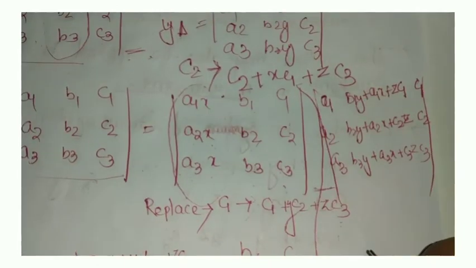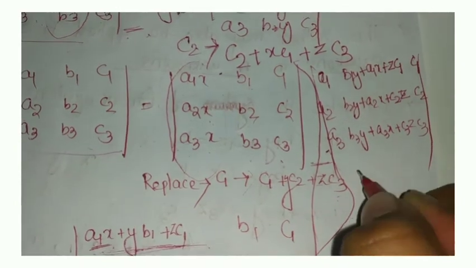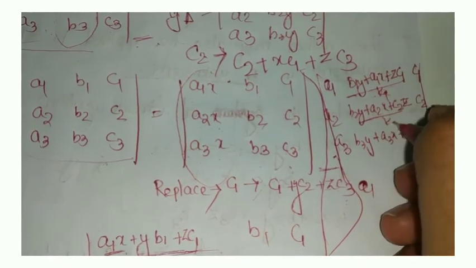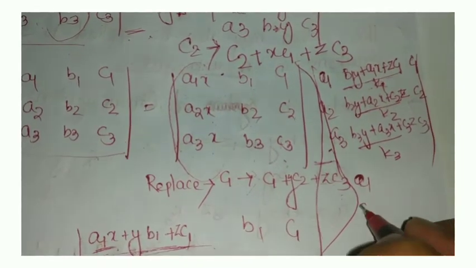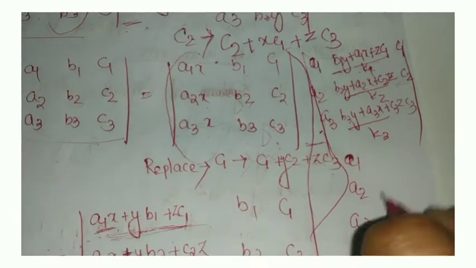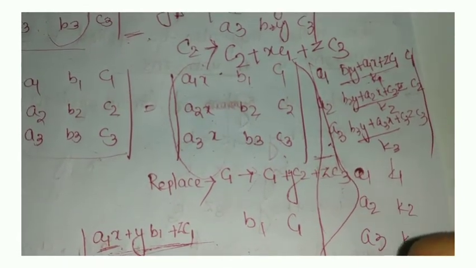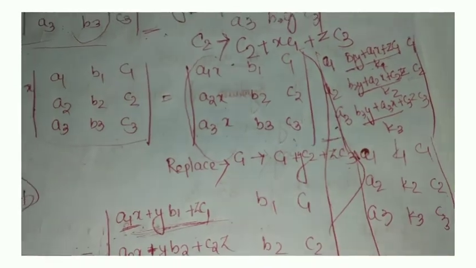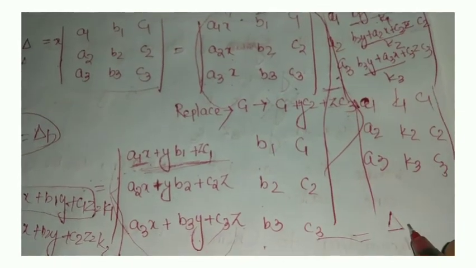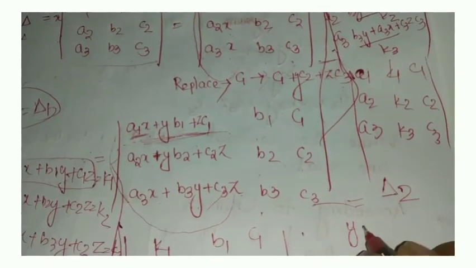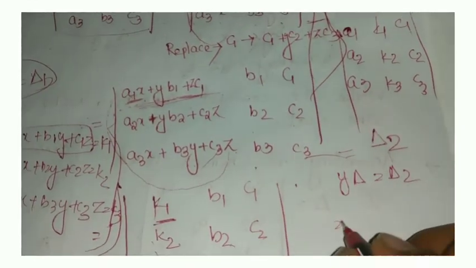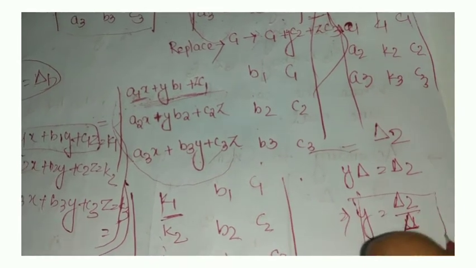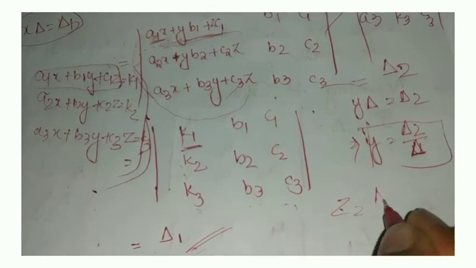Then we know this value is k1, this is k2 and this is k3. So the determinant a1, a2, a3, k1, k2, k3 and c1, c2, c3, this is the value of del 2. So we get y del is equal to del 2, which implies y is equal to del 2 by del. So similarly we get z is equal to del 3 by del.